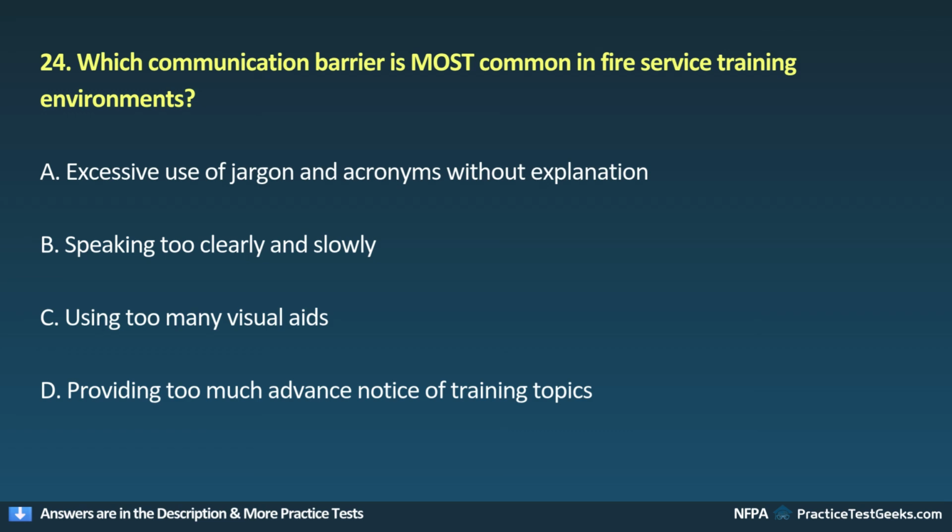24. Which communication barrier is most common in fire service training environments? A. Excessive use of jargon and acronyms without explanation. B. Speaking too clearly and slowly. C. Using too many visual aids. D. Providing too much advance notice of training topics.